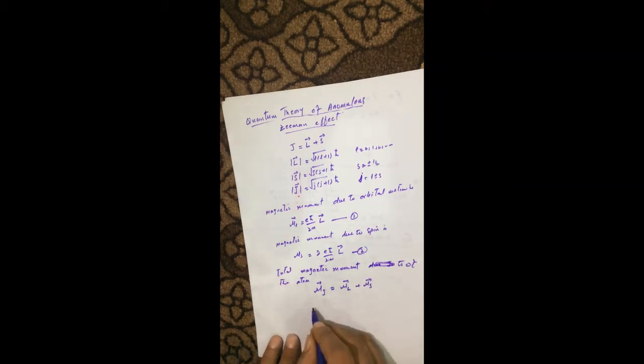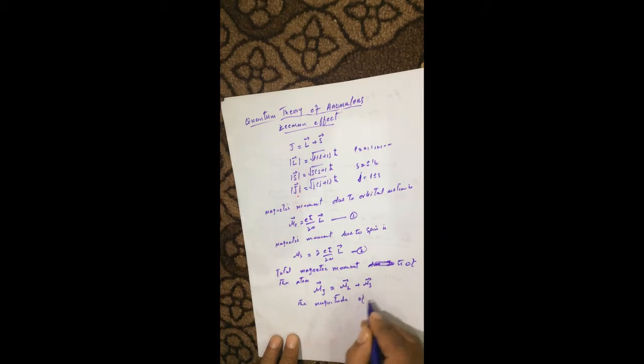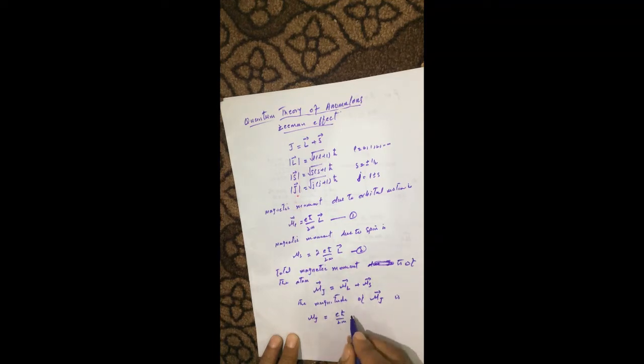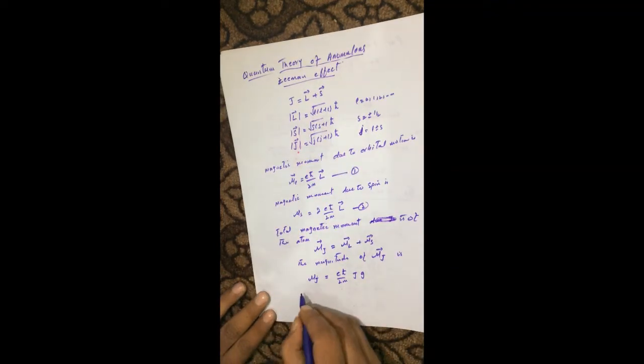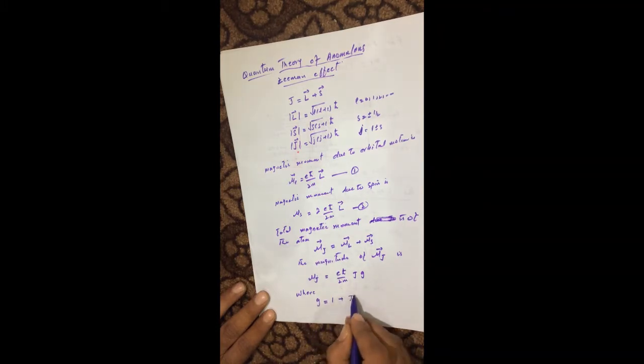And the magnitude of the total magnetic moment μJ is equal to eħ over 2m, and we have J into g, where g has the value 1 plus J squared plus S squared minus L squared over 2J squared. Let's say this is equation 3, then this will be equation number 4.